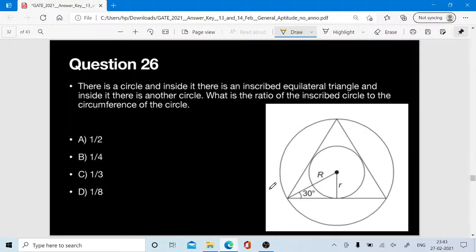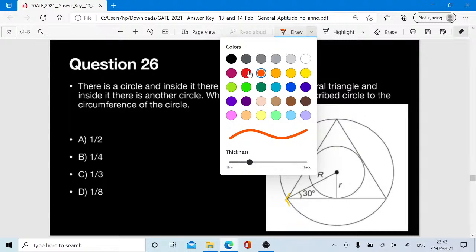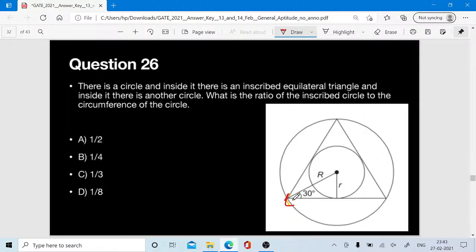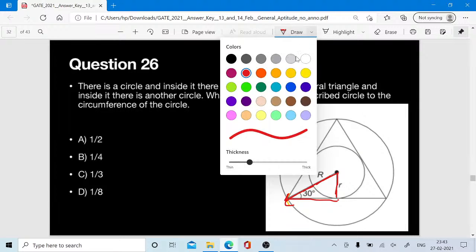Okay, so here they have given you one thing. One is an inscribed equilateral triangle and the other is one circle. So this is going to be the big R. Let me just go for a different color. This is the big R. So I'm getting a triangle here, and this is going to be the small r.